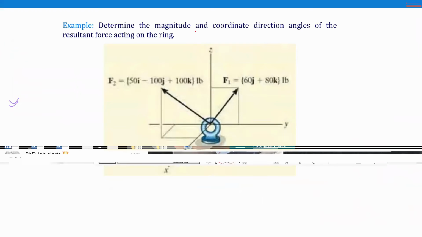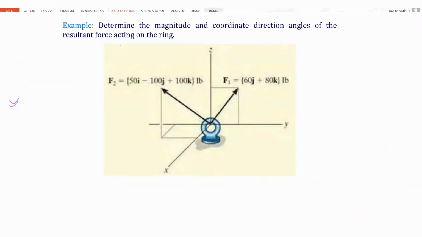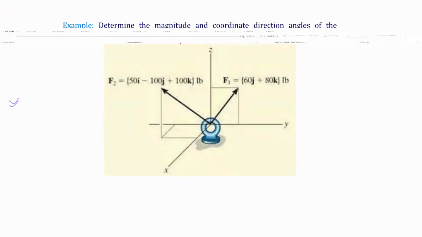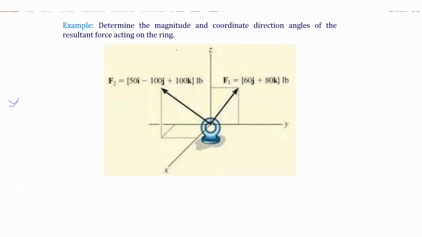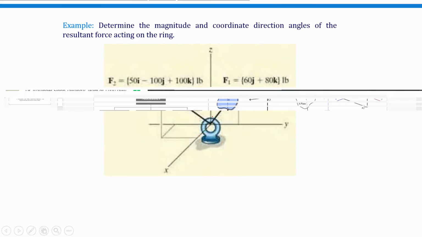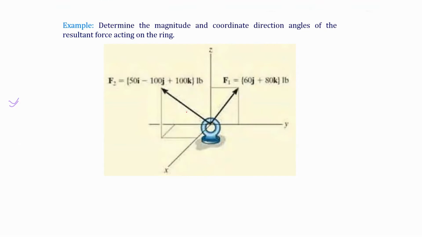Now suppose this is another problem where the forces are acting in 3 dimensions. So you cannot apply Lami's theorem or the law of triangle. You have to use the vector method of solving questions. Let's read the question. It says: determine the magnitude and coordinate direction angles of the resultant force acting on the ring. This is the ring where you have to find the resultant, and these two forces are acting.